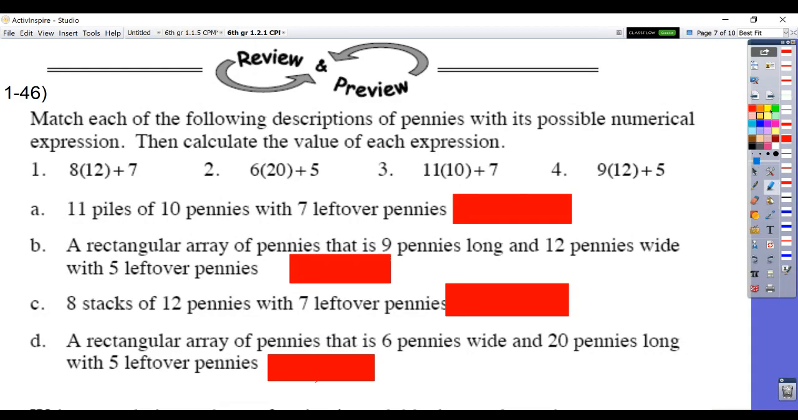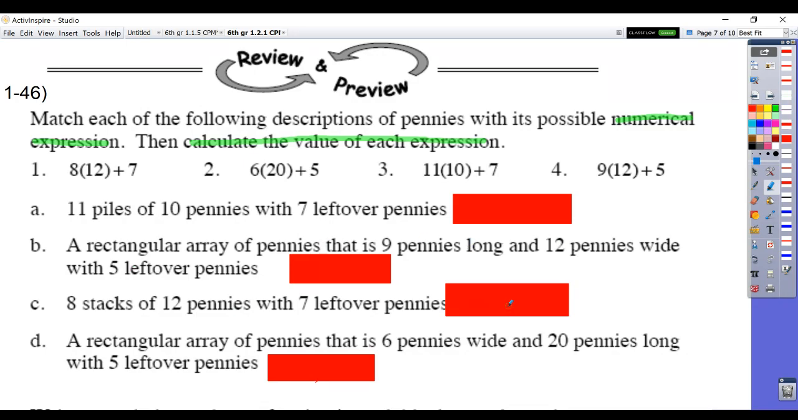So first of all, remember a numerical expression. Numerical means it just contains numbers. Numerical means numbers. And an expression means it's not an equation. So all of these are numerical expressions, something like 4 times 3 plus 2 times 6 is a numerical expression. So you're going to take these descriptions, A, B, C, and D, and match them with the correct numerical expression from above, and then calculate the value. In other words, what is that expression equivalent to in number form? So you're going to look at each of these sets, each of the explanations, and see which one fits.